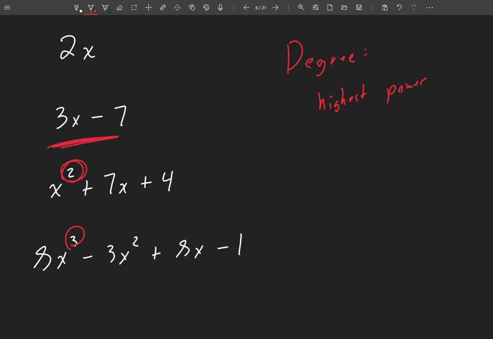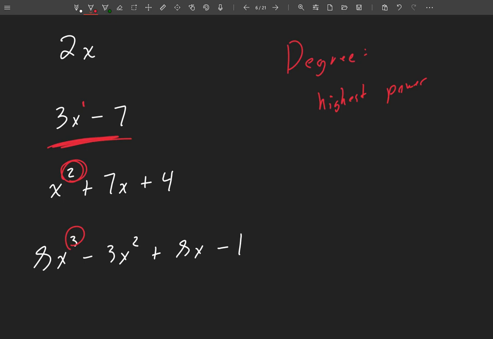Now if you look at something like this one, this binomial here, the highest power it has, well, it doesn't have an exponent, but you can imagine there's a 1 right there because that's just x to the first power. So this is a degree 1 polynomial. Okay. I don't want to drive that into the ground too much because that's not too difficult, right? So whatever the highest power is, that's the degree.